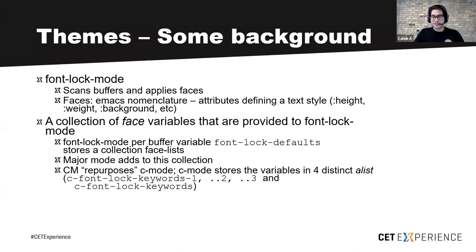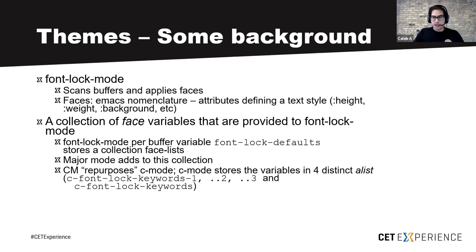C mode has named these alists appropriately: c-font-lock-keywords-1, 2, and 3, and then also a generic c-font-lock-keywords. So not really much imagination. It doesn't exactly tell us what each of those lists are intended for, but they at least provided some nice documentation for us. And I'll recap that real quick. List 1 is intended for minimal font locking, for example, preprocessor directives, which is, as far as I know, irrelevant to CM.